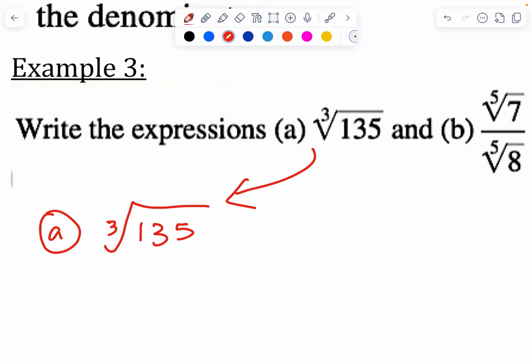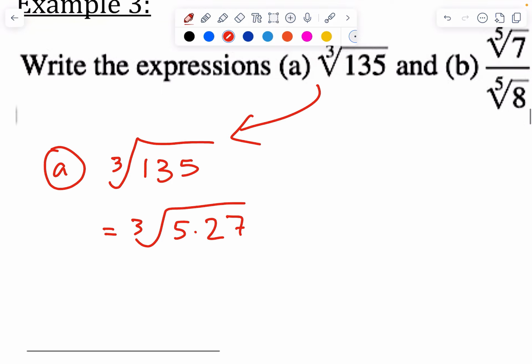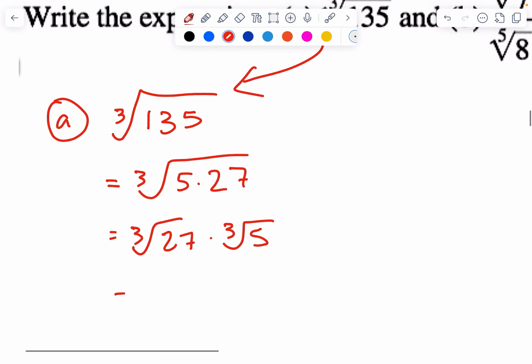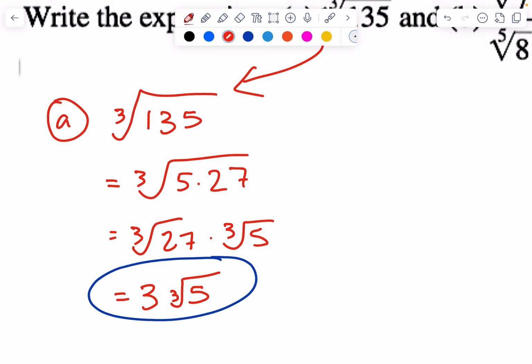So what would go into 135 evenly? Well, 5. So 5 goes into that 27 times, and there's my perfect cube. So the cube root of 27 times the cube root of 5, if you want to break it up. Some people skip this step. Cube root of 27 is 3 because 27 is 3 cubed. And then the cube root of 5 we just leave under the radical because that does not contain any perfect cubes. And that would be your final answer.